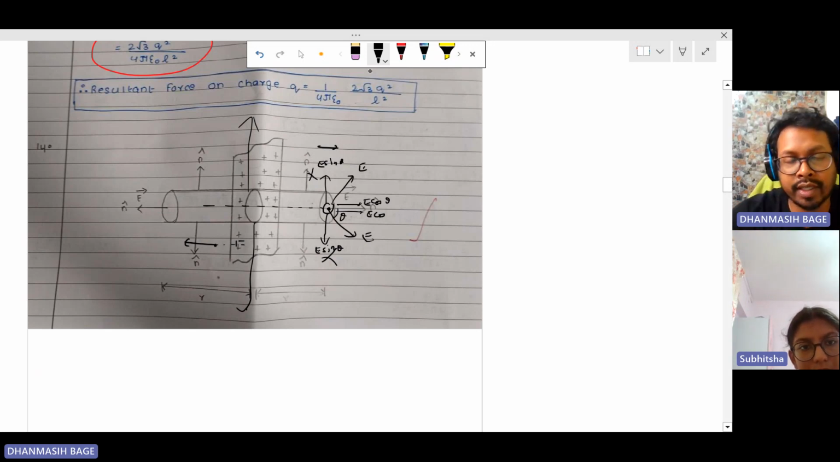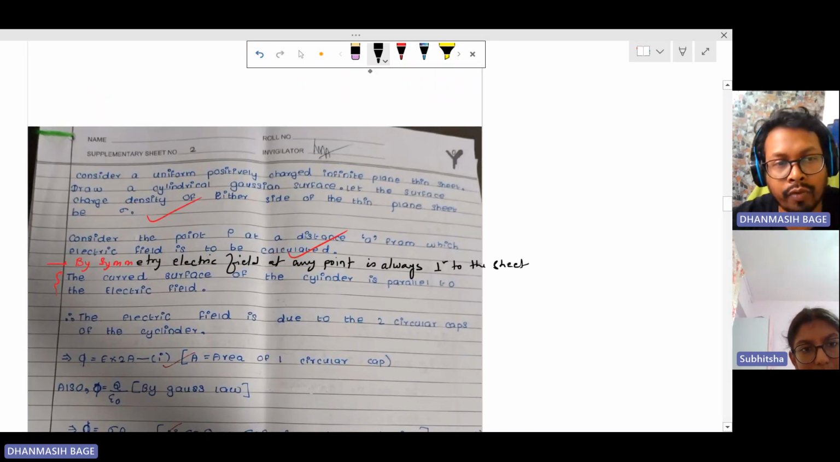So you have to mention this as well here. Then you go for the curved surface. Now, once you have decided the direction of electric field, electric field is always perpendicular to the sheet.